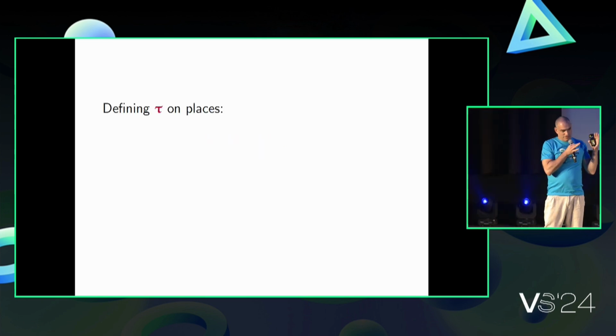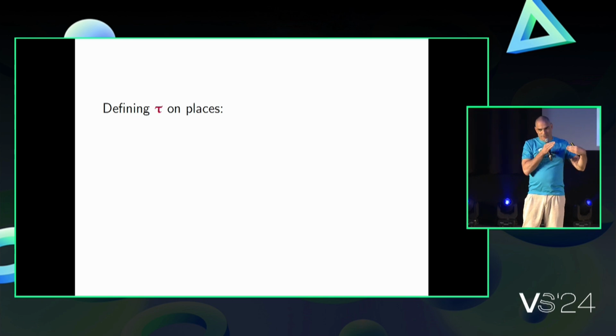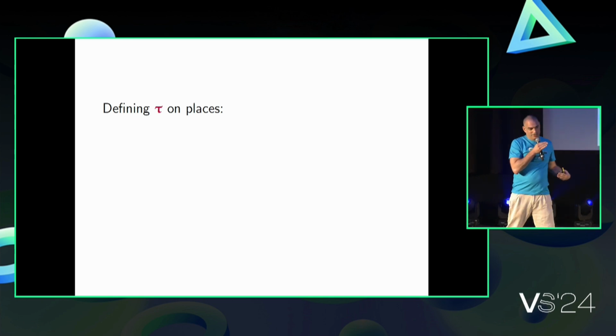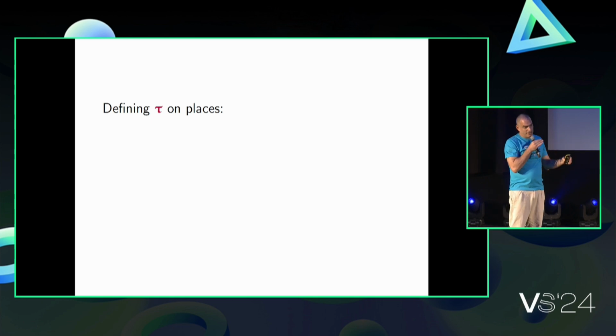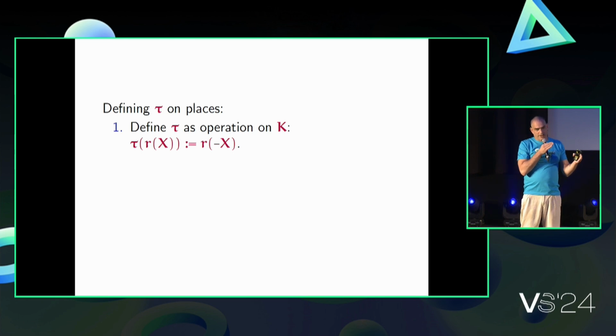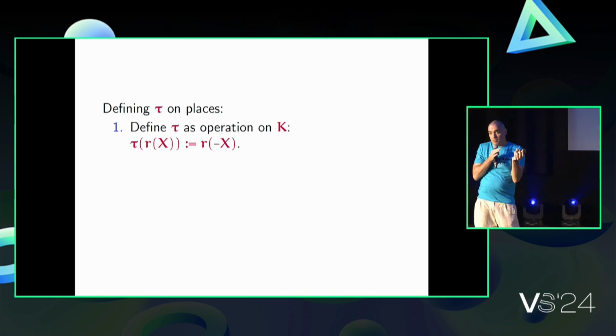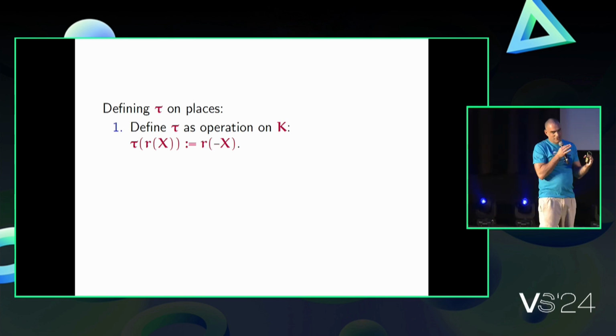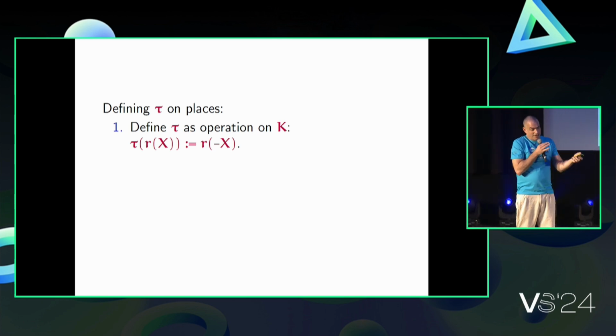So the first thing we need to think about is that this tau was a mapping from the field to the field, or say from the projective line to the projective line. We need to define it on these places. So how do we do that? Well, first, we can define tau as an operation on the field of rational functions, just by substitution. We have some rational function r of x. We're going to change the inner x to minus x, and that's it. So tau of r of x is r of minus x.